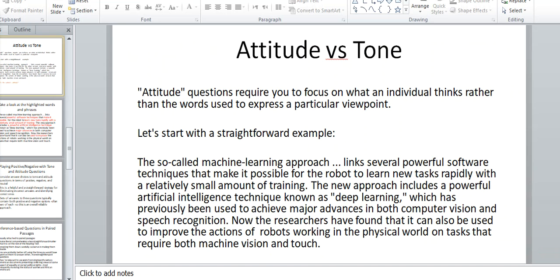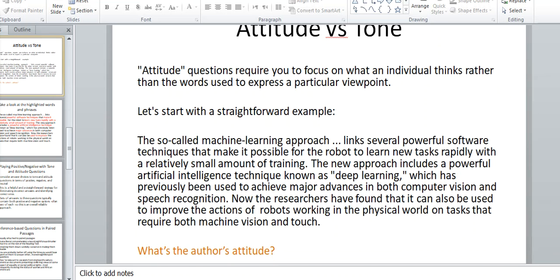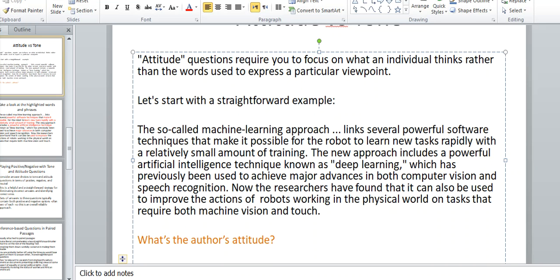So here's more on attitude versus tone. Okay? Attitude questions require you to focus on what an individual thinks rather than the words used to express particular viewpoints. So attitude is the mood, is the impact the writer leaves on the reader or the test taker. So let's start with a straightforward example. This is an example and then it's followed by a question.